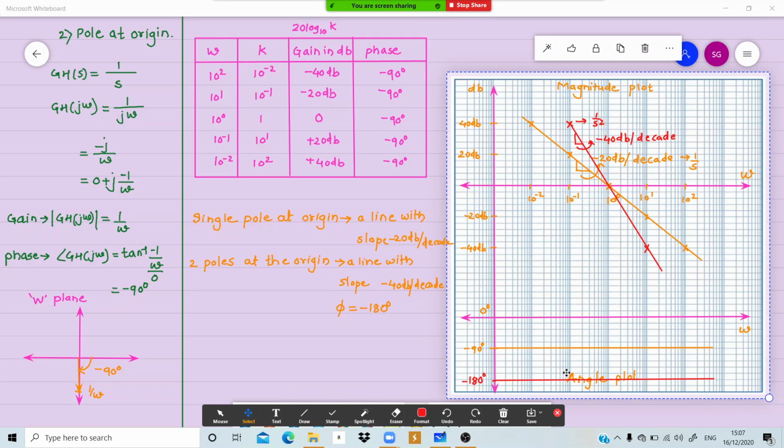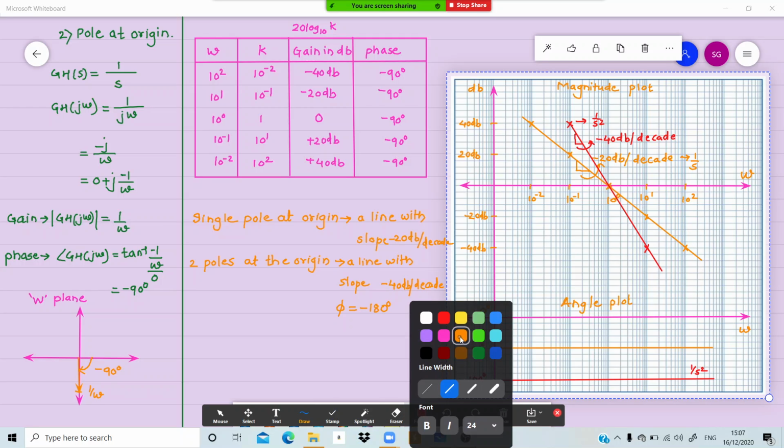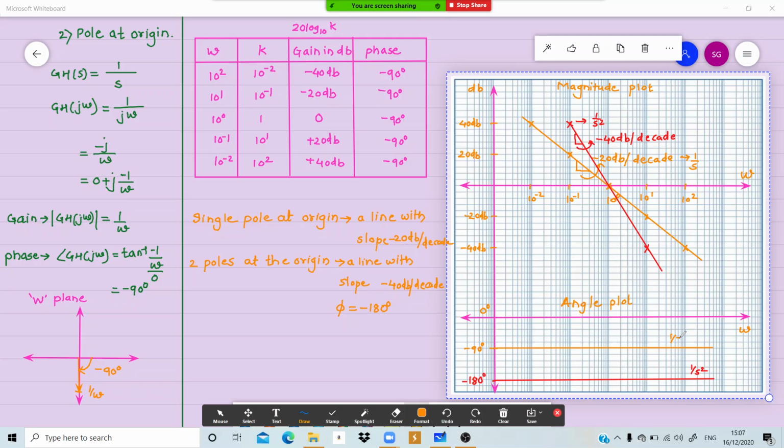So is it possible for me to shift this? Yeah, I'll shift it over here, and this thing is for 1 by s square, and this is for 1 by s. Right, so I think I have tried to complete two components. Remaining components will complete in the next lecture.